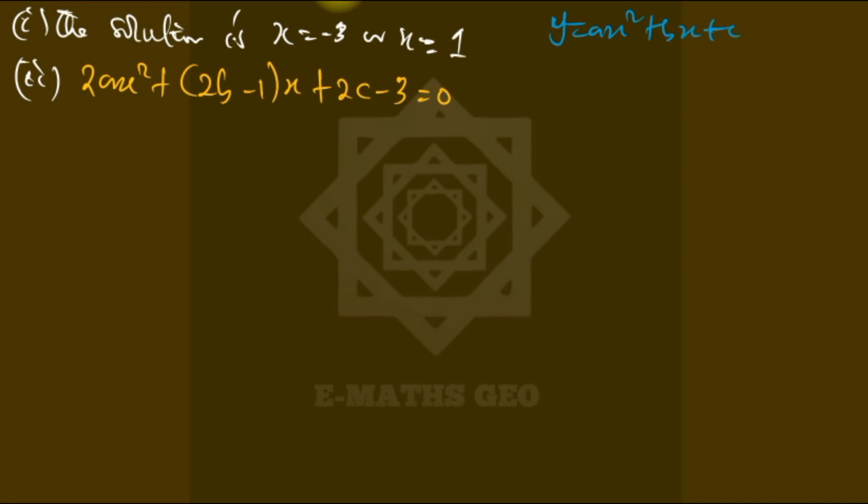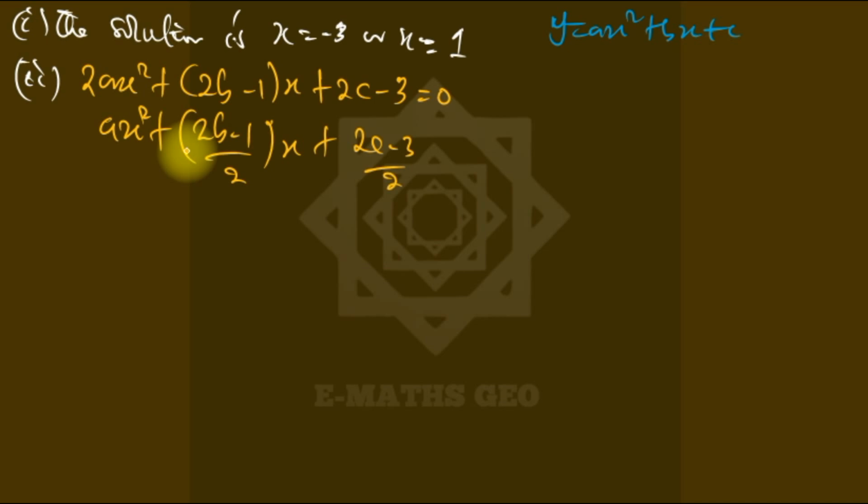Now we are asked to use it and solve this. So we need to transform this one to look like that. If you check the coefficient, what I have here is a, but what I have here is 2. So I divide both sides by 2. So I have as squared plus 2b minus 1 over 2x plus 2c minus 3 over 2 equal to 0. So we are getting it.